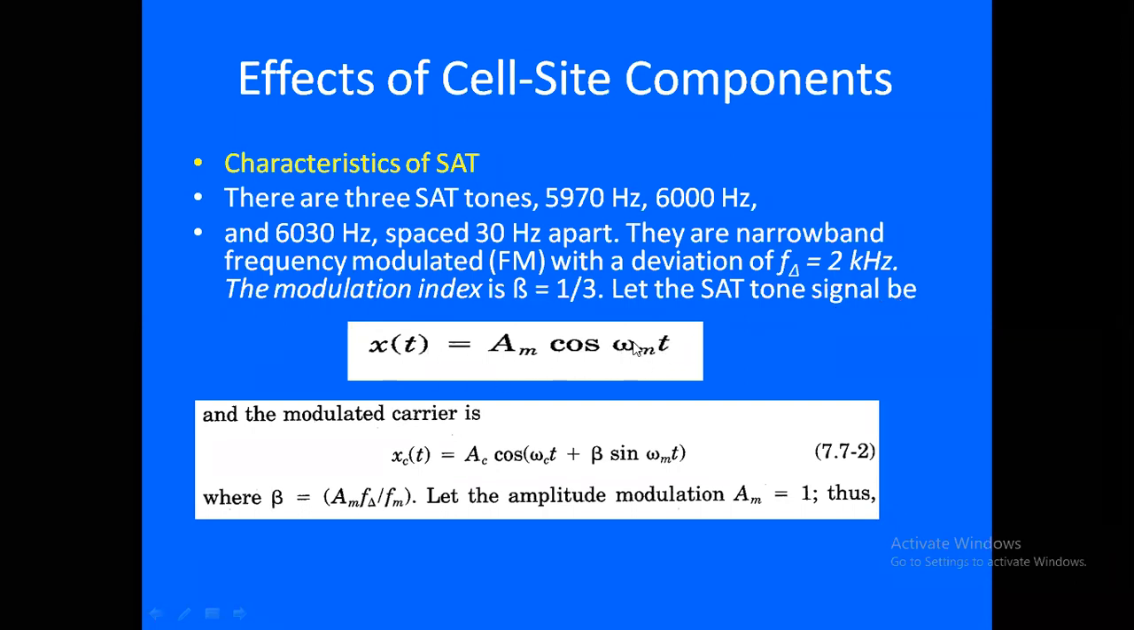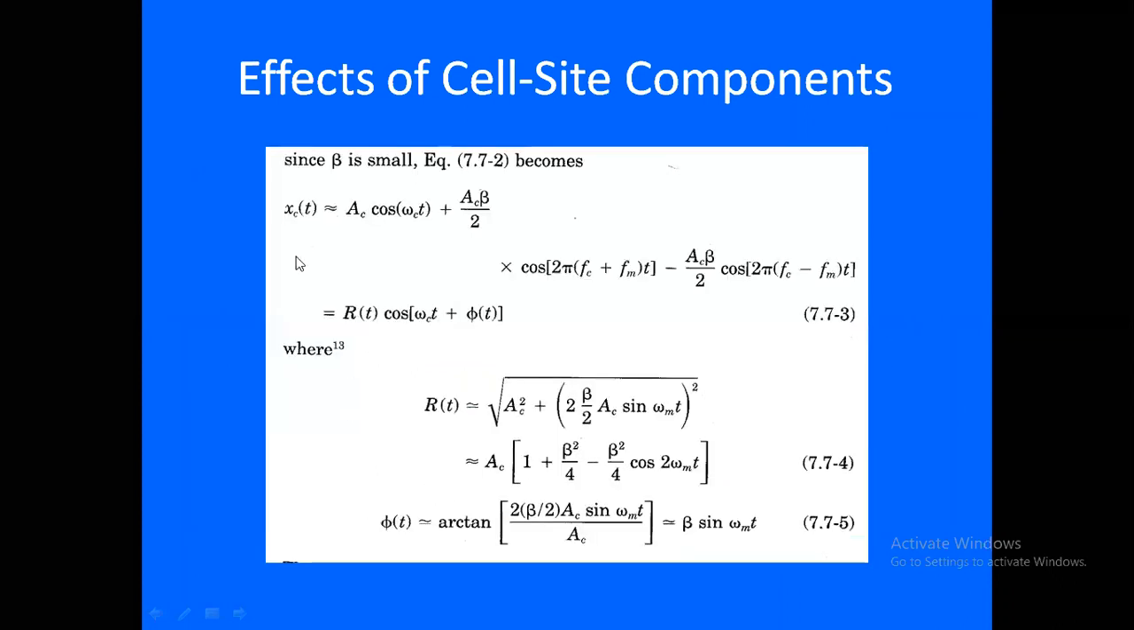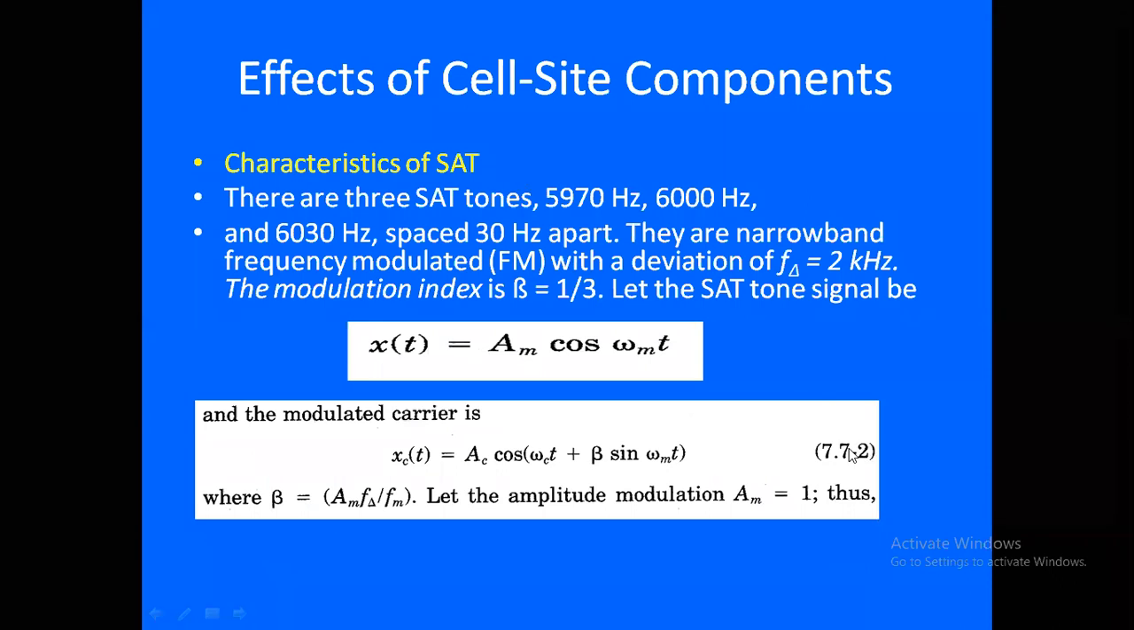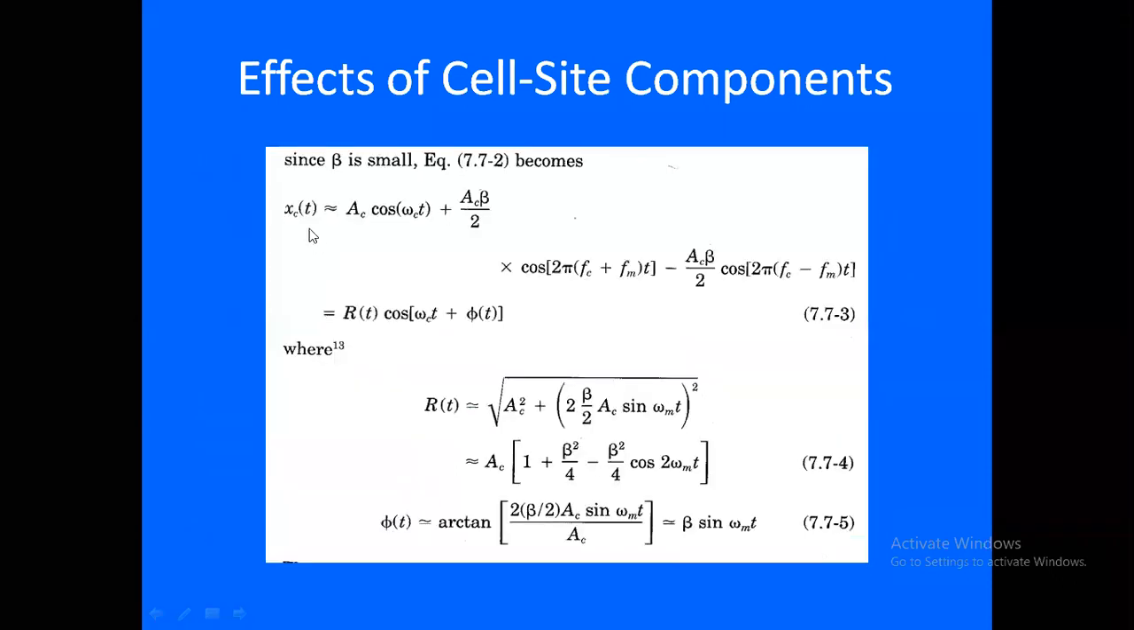Let the SAT tone signal be x(t) equal to Am cos omega m t. So this is the SAT tone signal or the message signal. And the modulated carrier x_c(t) is Ac cos(omega c t plus beta sin omega m t), where beta is Am f delta by fm. Since beta is small, equation 772 becomes x_c(t) equal to Ac cos omega c t plus Ac beta by 2 cos 2 pi (fc plus fm) t minus Ac beta by 2 cos 2 pi (fc minus fm) t, which is equal to R(t) cos(omega c t plus phi(t)).